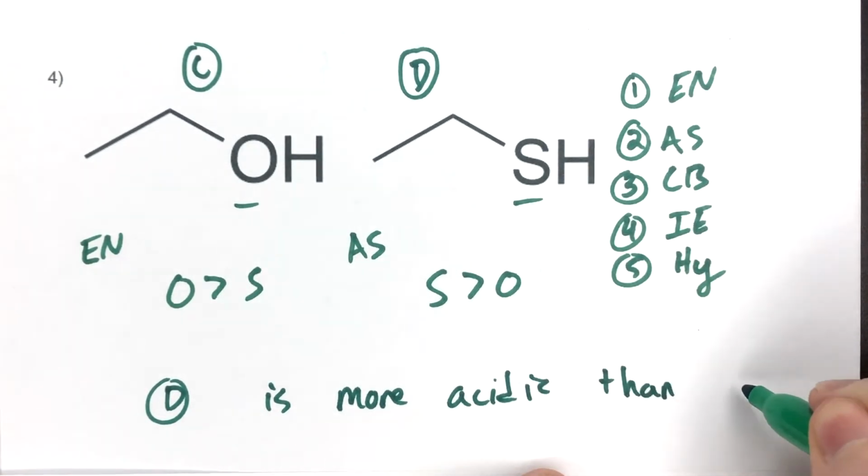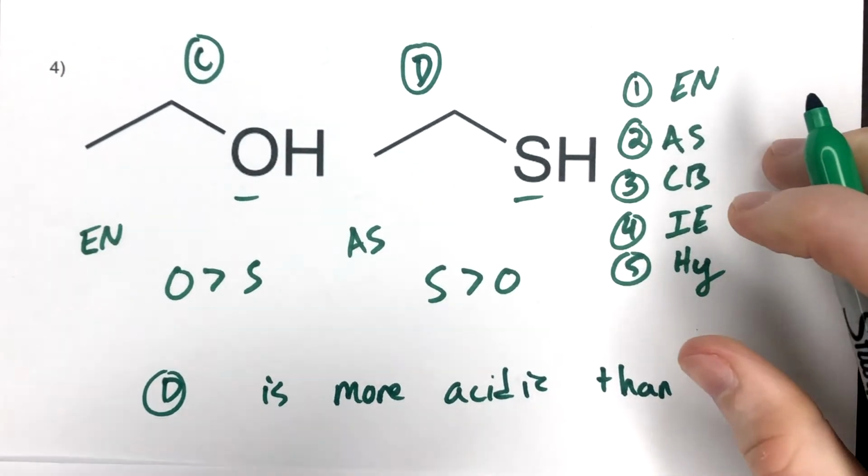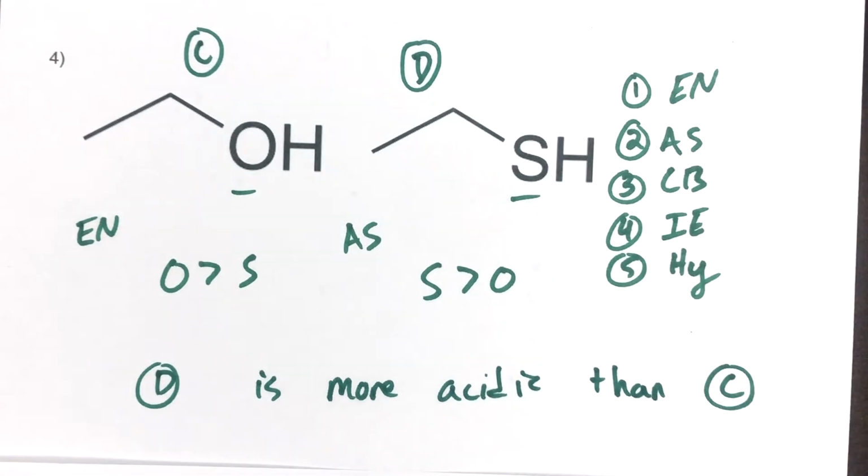Again, now D would have a lower pKa than C. And by the way, if you're curious about how much more acidic it is, the pKa of a thiol is usually around 10, and the pKa of an alcohol is 15 to 16. So again, pKa is a log scale.